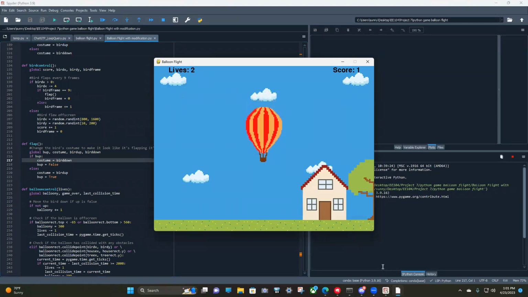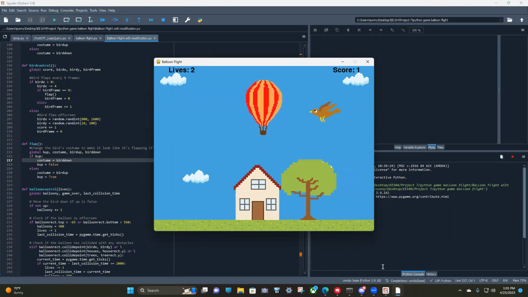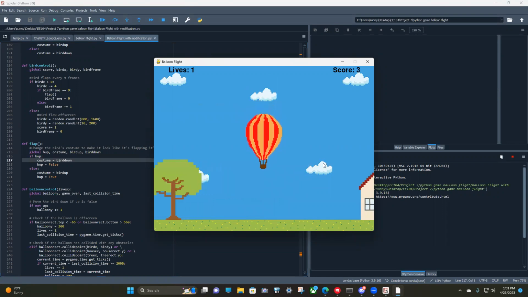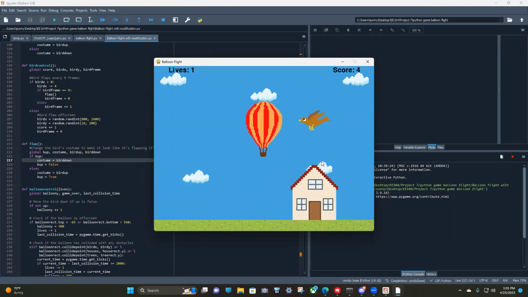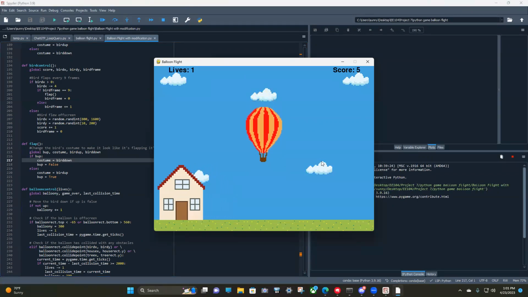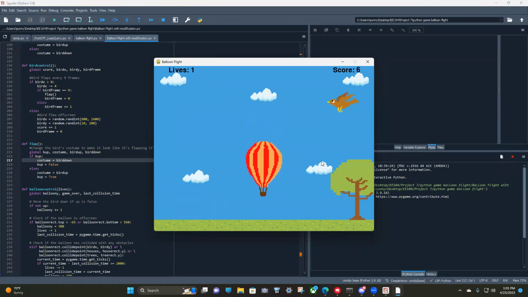Okay. So if I go too high up, it's out of bounds. If I get hit, it's out of bounds. See how the tree didn't hit me because of the timer? And then the score gets higher and higher. You can see if you try to beat your score.